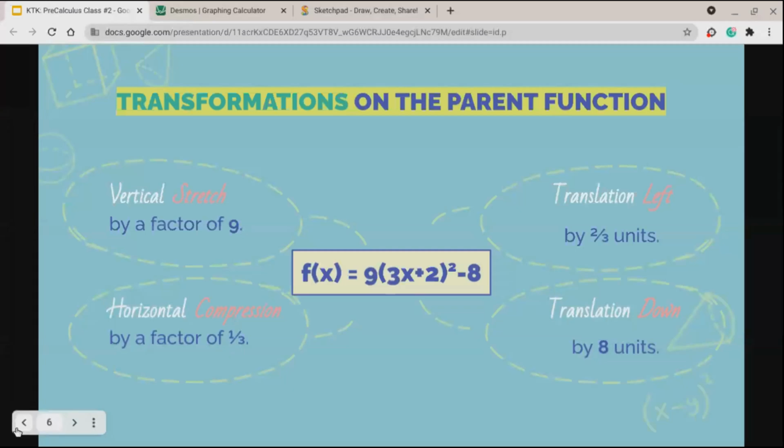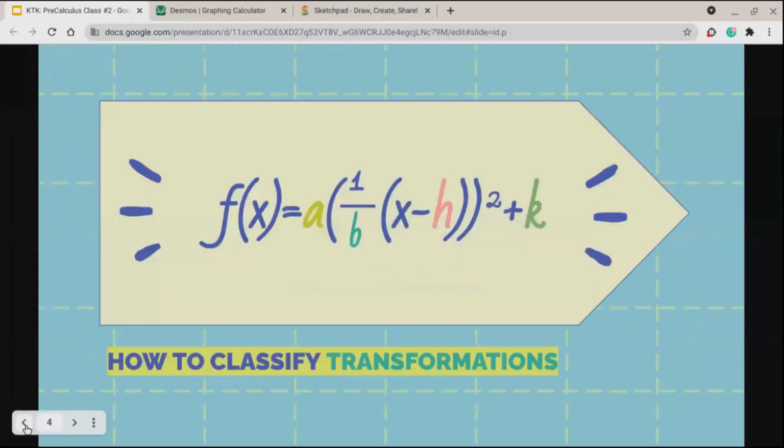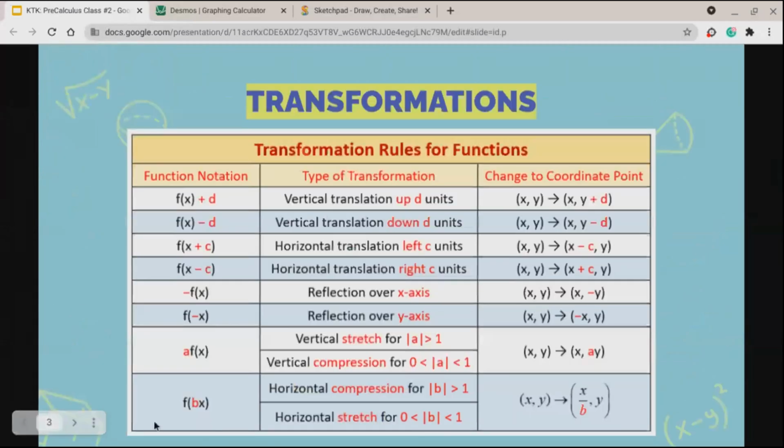let me go back a couple slides. Right here, we see that when you're adding that horizontal translation, it's directly on the x. When you're doing a horizontal translation, you do not include that coefficient. So what we're going to have here is, let me move this around one bit.